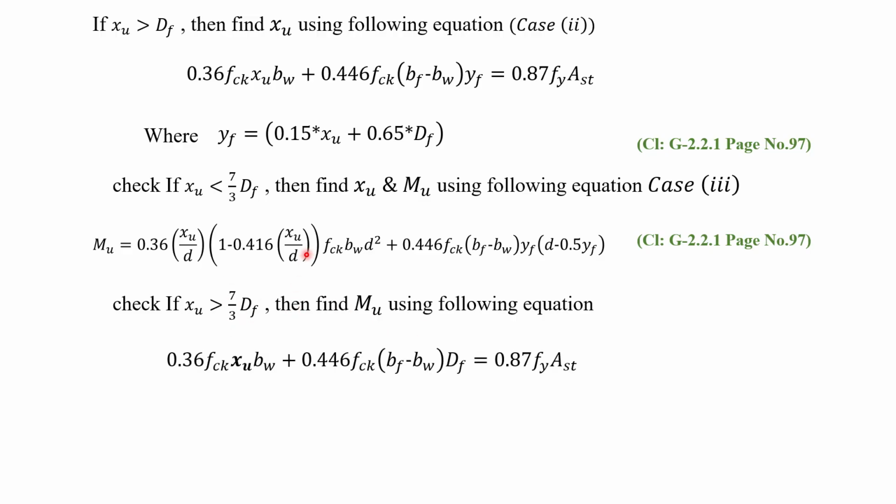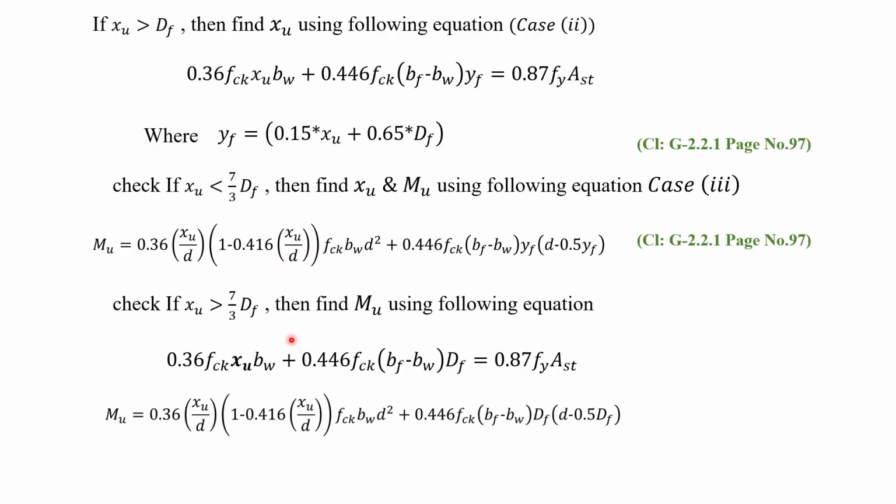The only change from this equation is Df. Along with that, we also need to find out xu. Xu can be found using the same equation here. The only change here is capital Df instead of yf. From this we will get the new xu value and the moment of resistance. This is how you need to find out the moment of resistance for a given section.